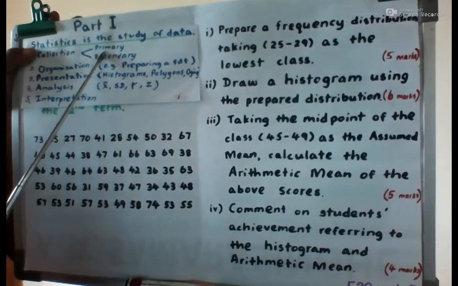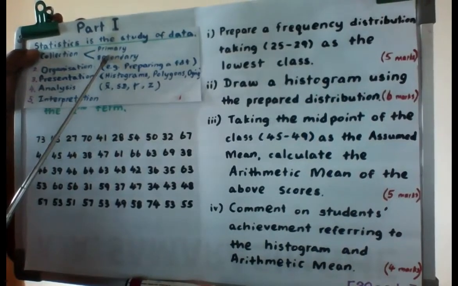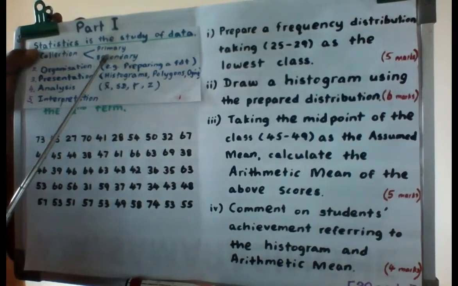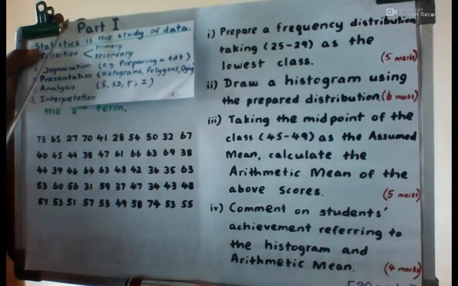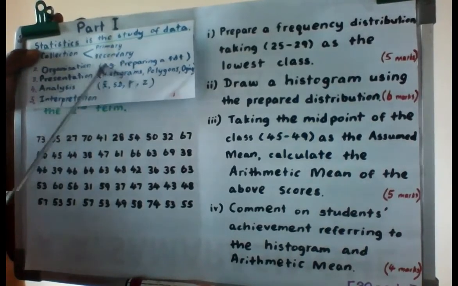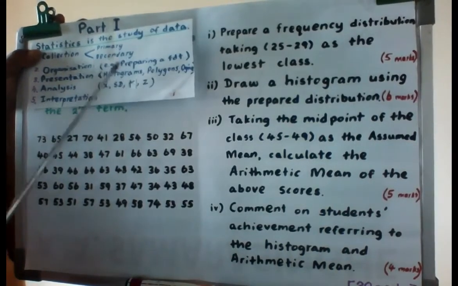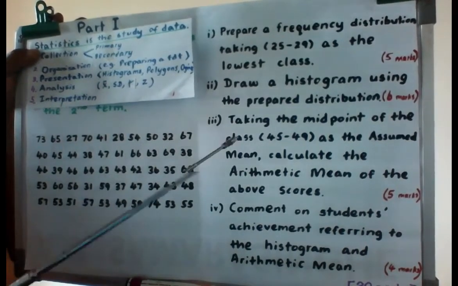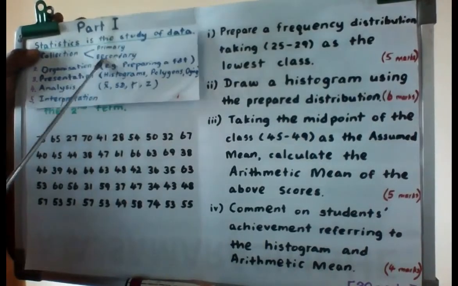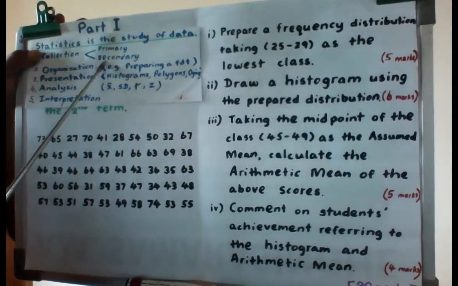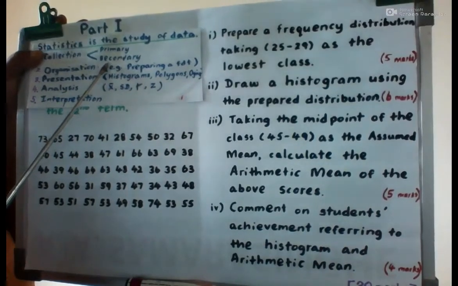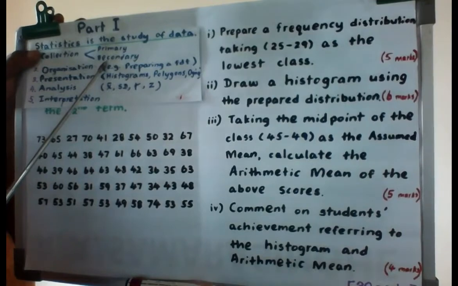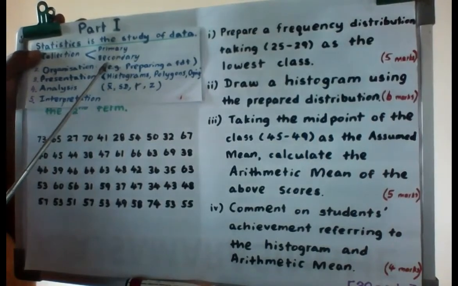Primary collection means the researcher himself collects the data. In this case, the teacher can give a test, mark the papers and get the marks. So the teacher himself collects the data. The researcher can do a survey by himself and get the data. He can do an experiment and get the data by himself, right? That is primary data. Then the secondary data is we are using the existing data. We can go to the library and find some information. We can use that information in our studies, right?